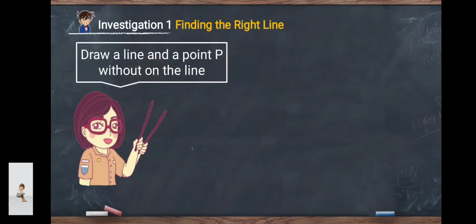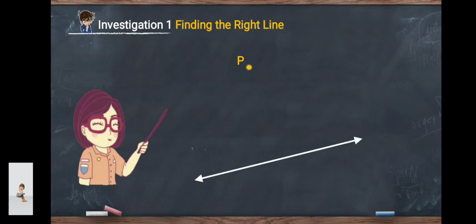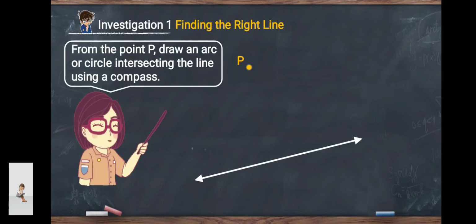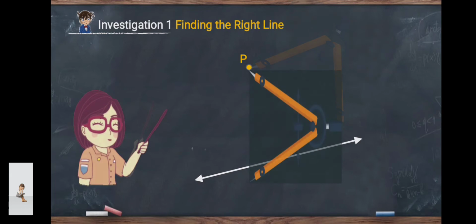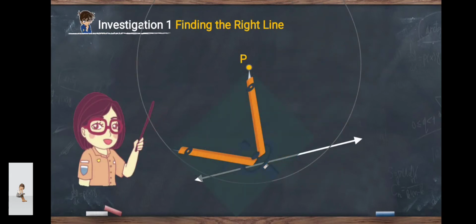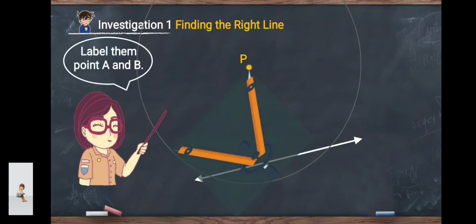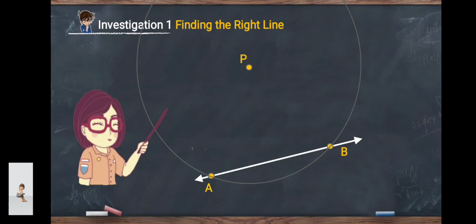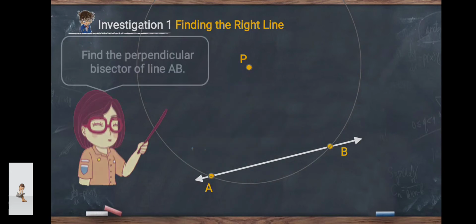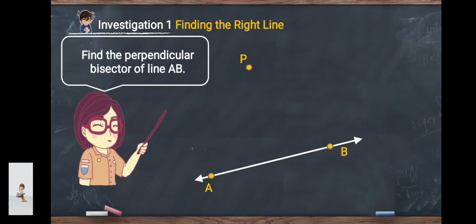Draw a line and a point P on the line. From the point P, draw an arc or circle intersecting the line using a compass. Label them point A and B. Find the perpendicular bisector of line AB.